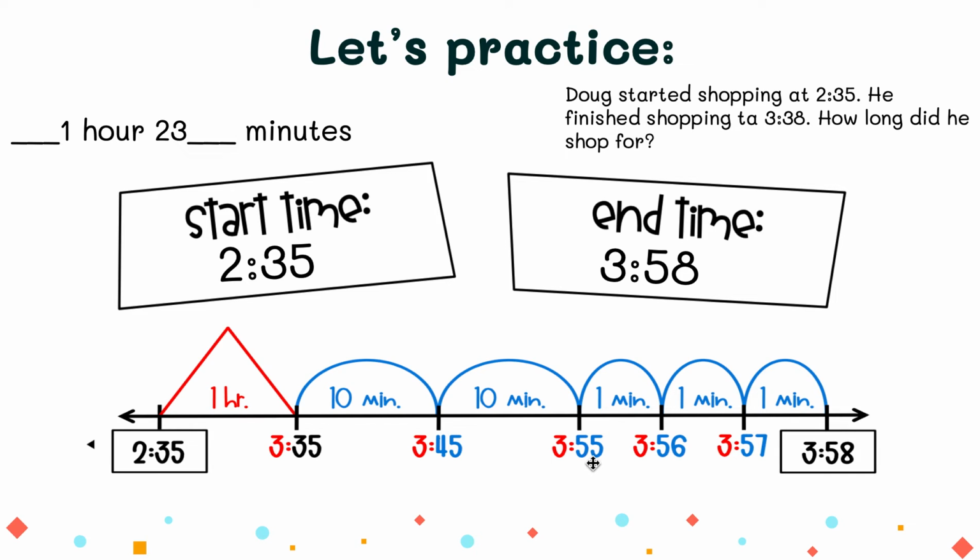We're not done because we have to get to 3:58, so we're adding minute jumps now. So add one more minute, and we land at 3:56, another minute, and we're at 3:57, and we're not done, so we do one more minute, and we land at 3:58. Now because we have a start time and end time, we're counting up our minutes, and that will be our answer. So we have 1 hour, and we have 1 hour and 10, 20, 21, 22, 23. So our answer is 1 hour and 23 minutes. He shopped for 1 hour and 23 minutes.